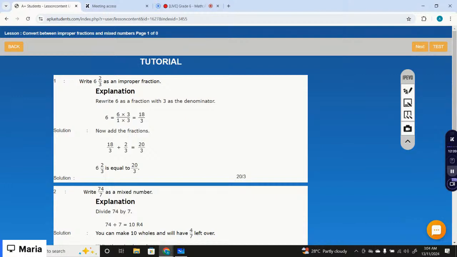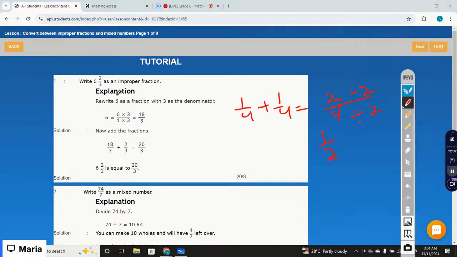Write 6 whole 2 by 3 as an improper fraction. So you need to write down 6 whole 2 by 3 as an improper fraction. So how do we write? Just look at the whole number part. The whole number is 6, right? And the denominator of the fraction is 3. You can write the whole number as 6 by 1 because the 6 doesn't have any denominator, so the denominator is 1. Multiply this fraction by the denominator of this fraction. The denominator is 3. Multiply it by the 3, right?